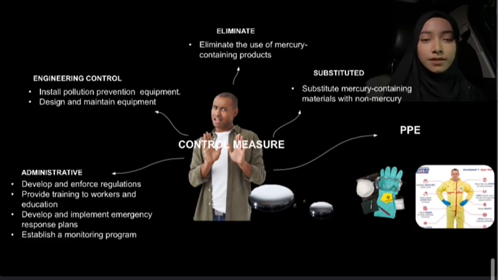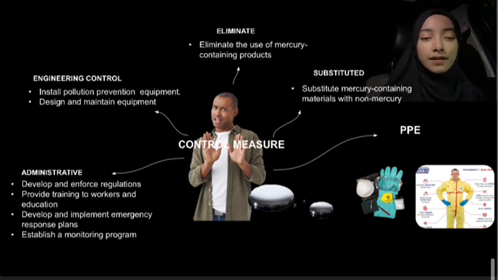Let's begin with the countermeasures that are crucial in mitigating mercury's impact. Firstly, we must eliminate the use of mercury-containing products. This step is fundamental in reducing mercury exposure. Secondly, we should substitute mercury-containing materials with non-mercury alternatives to prevent further contamination. Thirdly, to minimize mercury emissions, it's essential to install pollution prevention equipment. Fourthly, maintain a focus on equipment. Proper design and maintenance of equipment helps prevent leaks and contamination.